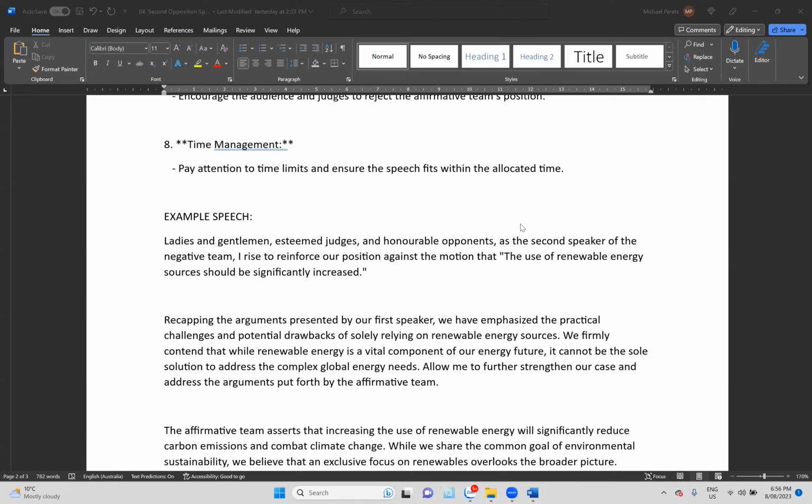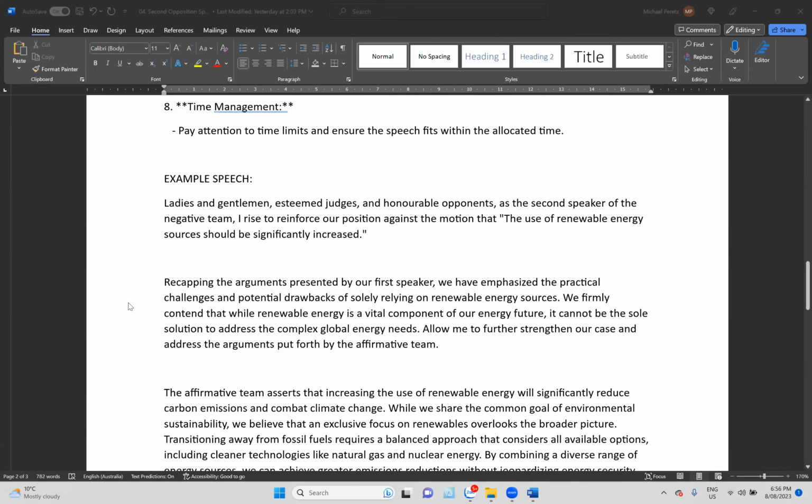So, ladies and gentlemen, esteemed judges and honourable opponents, as the second speaker of the negative team, I rise to reinforce our position against the motion that the use of renewable energy sources should be significantly increased. Recapping the arguments presented by our first speaker, we have emphasized the practical challenges and potential drawbacks of solely relying on renewable energy sources. We firmly contend that while renewable energy is a vital component of our energy future, it cannot be the sole solution to address the complex global energy needs. Allow me to further strengthen our case and address the arguments put forth by the affirmative team.